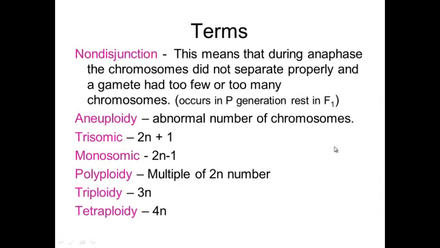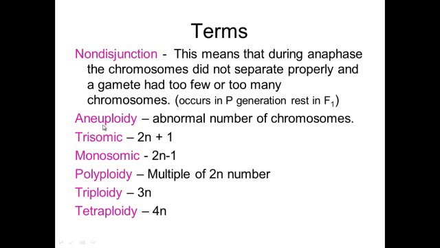Okay, some terms that you need to be aware of. Non-disjunction, I'm going to talk about several times. Basically, non-disjunction means that during meiosis, the chromosomes do not separate properly, and as a result, the offspring, or the sperm or egg to begin with, will have too many chromosomes. Now, that leads to some pretty nasty diseases.